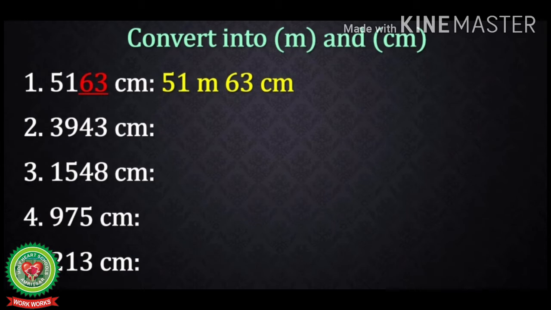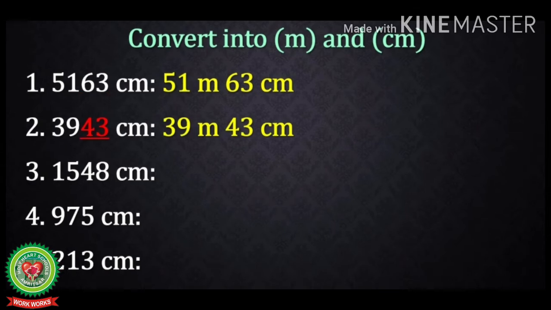Now, our next sum is 3943 centimeters. Now children, again what will we do? We will mark the last two digits of the given number and separate them. So what will be the answer? The answer will be 39 meters and 43 centimeters.